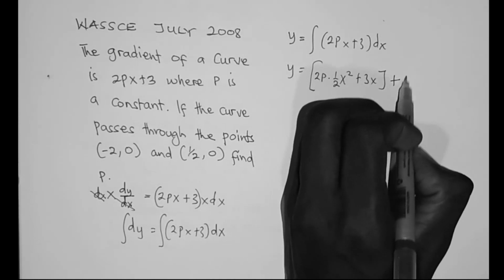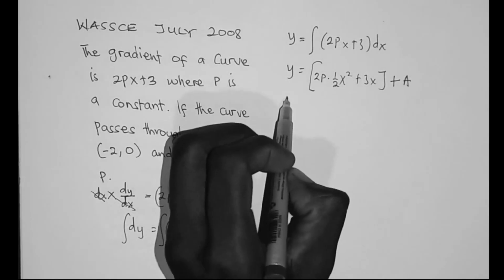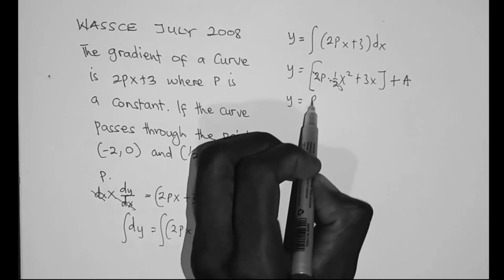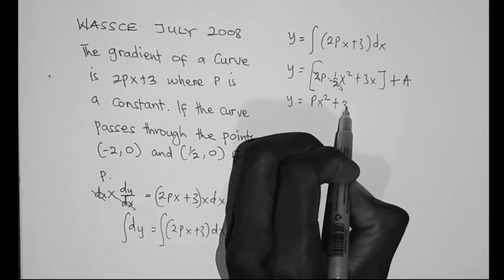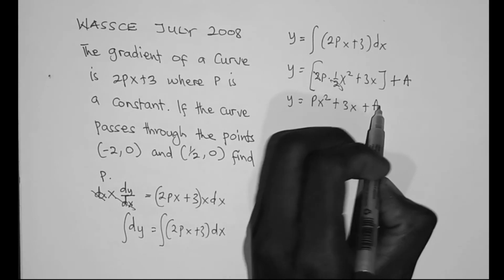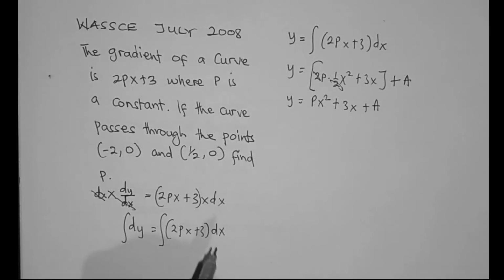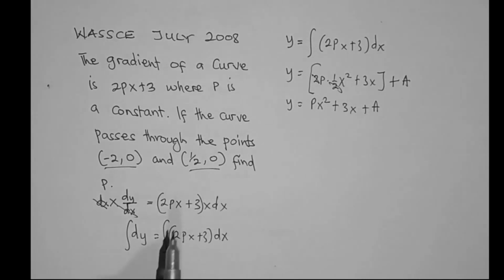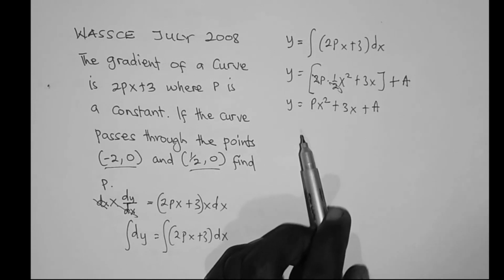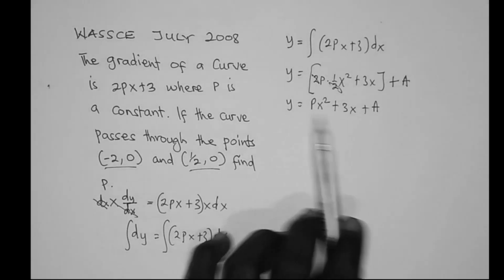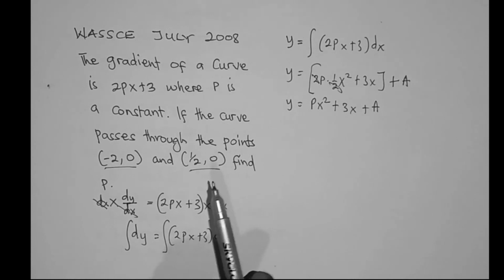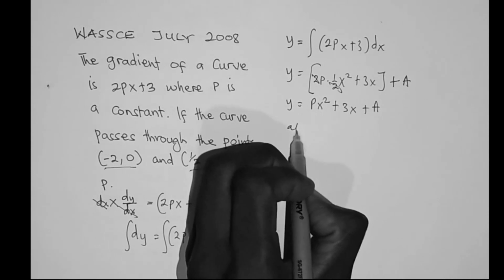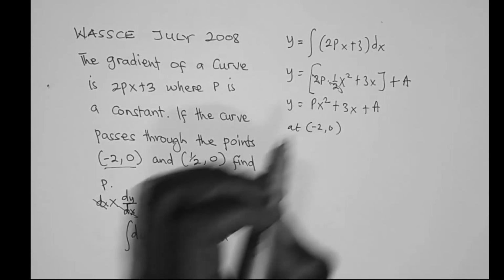In this case, let me use a. So y is equal to, this 2 and 2 cancels, so that becomes px squared plus 3x plus the constant of integration a. However, the question says the curve passes through the points (-2, 0) and (1/2, 0). So it means that we need to insert these 2 points in this equation, find the values of p and a.